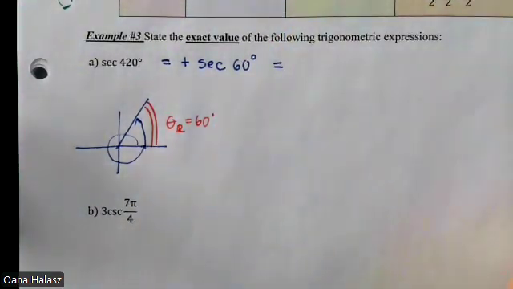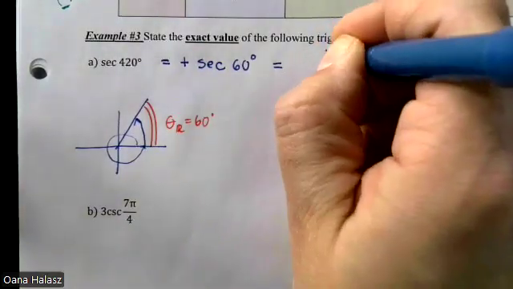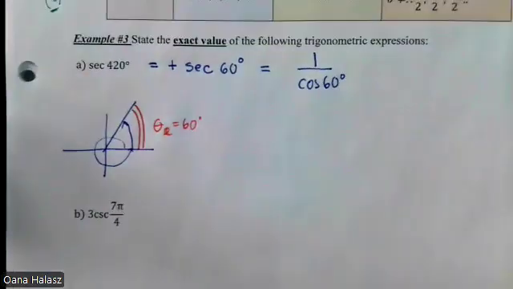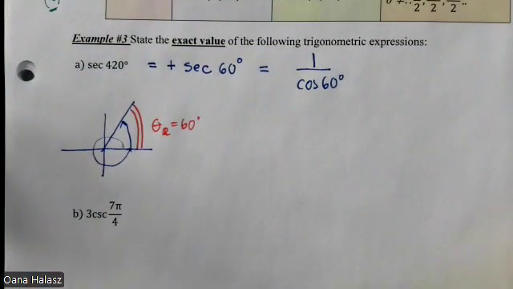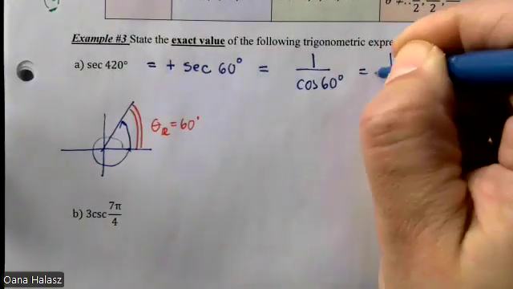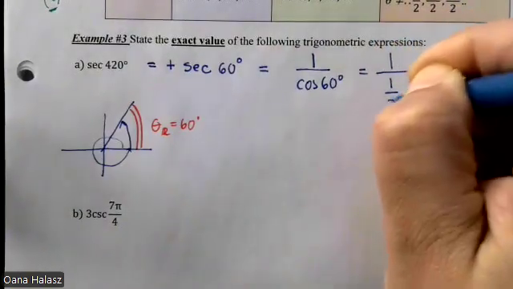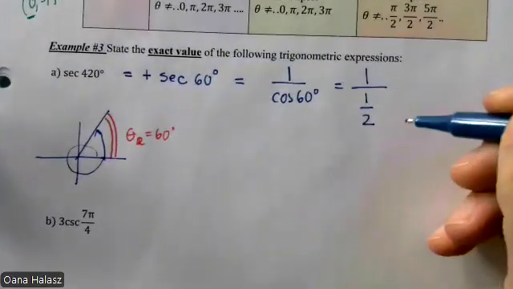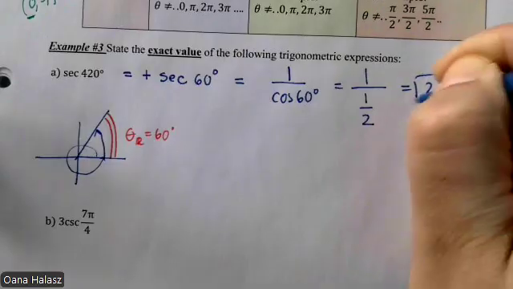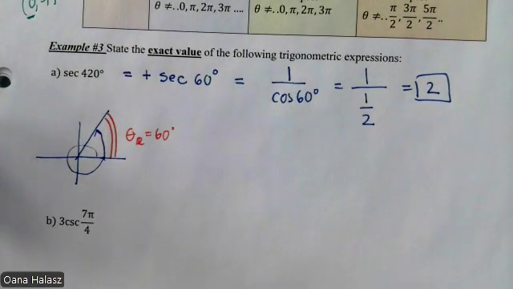And secant is the reciprocal of cosine, so then you're going to go 1 over cosine of 60. The value of cosine of 60 is half. The reciprocal of 1/2 is 2. So the answer is 2.